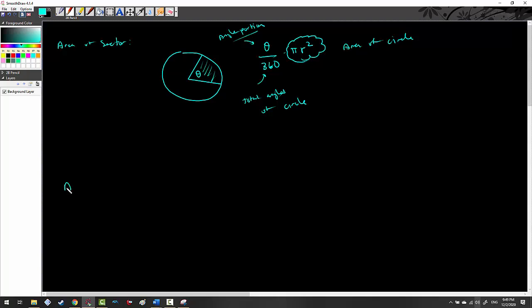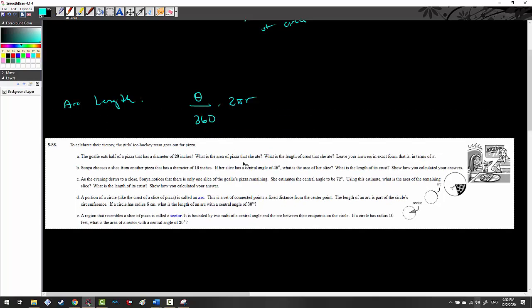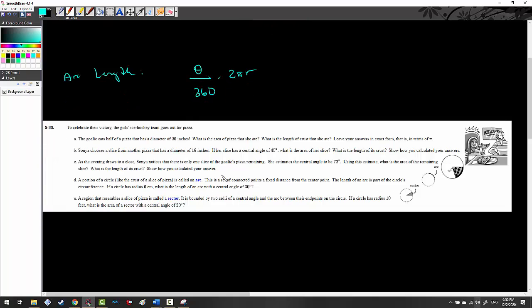And then your arc length will be the same thing, where it's going to be the same theta. So again, your same angle portion over 360, which is your total angles of a circle, but instead of multiplying it by the area formula this time, you'll multiply it by the circumference formula, which is going to be 2 pi r. So keep those formulas in mind when we do areas of sectors and arc lengths, because when we talk about this girls' ice hockey team from our textbook, it will play a role.